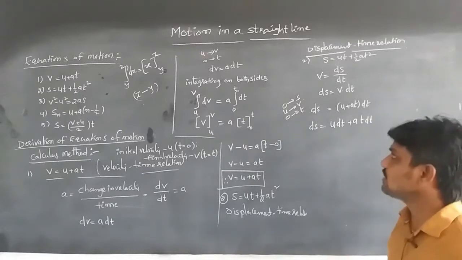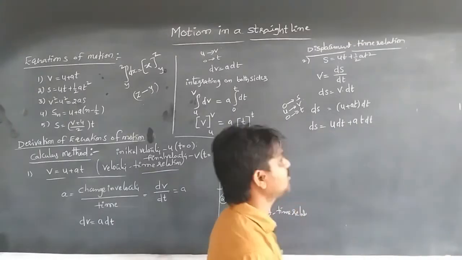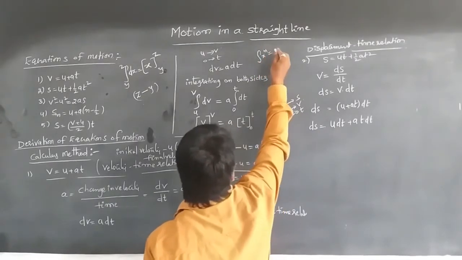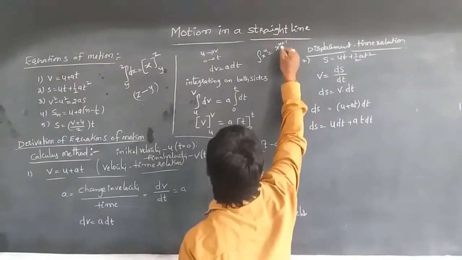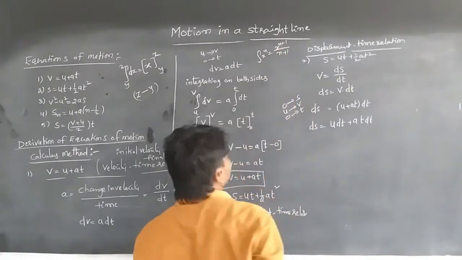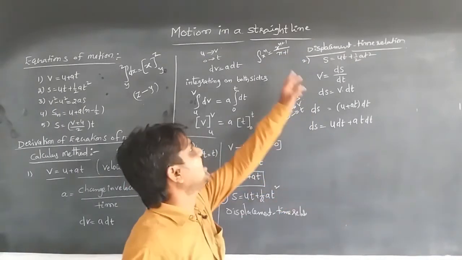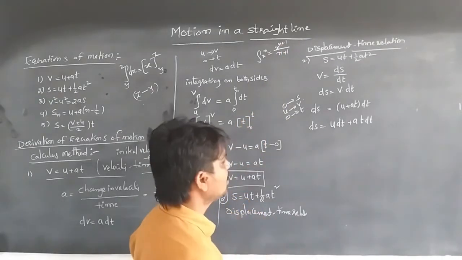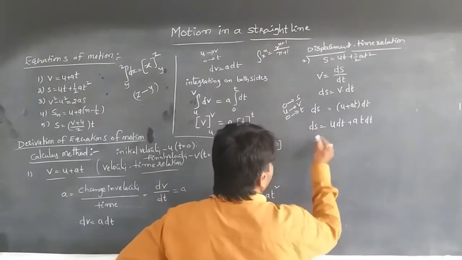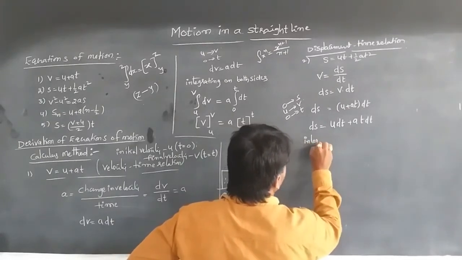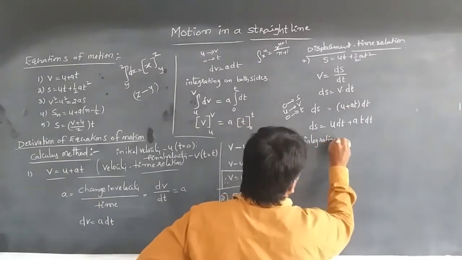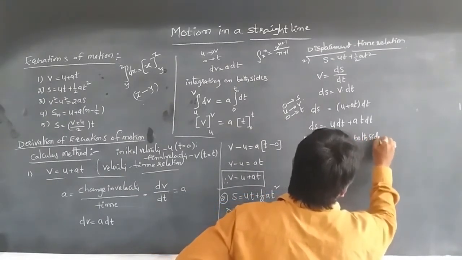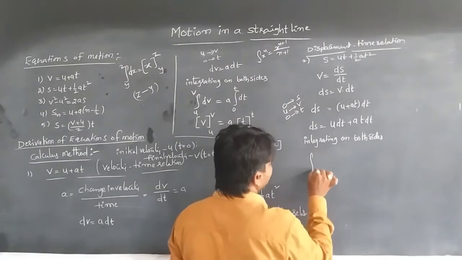Here another mathematical formula is also there, that is integral of x power n is equal to x power n plus 1 by n plus 1. That is the mathematical calculus formula, so we should remember that one. Now integrating on both sides, whenever we integrate, the displacement will be 0 to s.